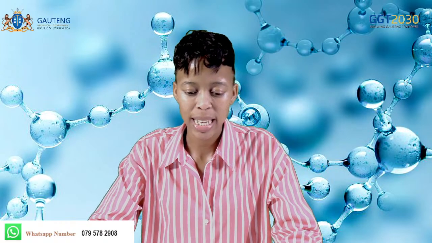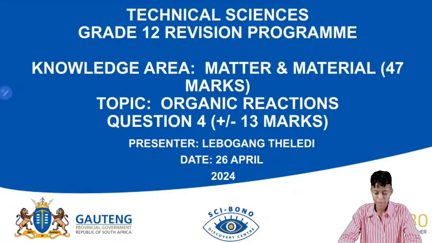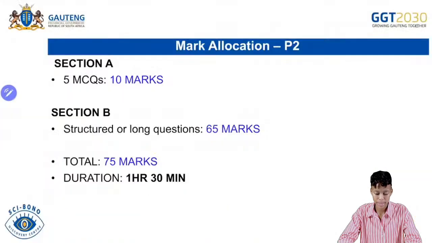So for today's knowledge area, we'll be focusing on matter and material, which has a total of 47 marks. And today's topic will be focusing on organic reactions, which is question 4 on your exam for paper 2, and it consists of plus minus 13 marks.